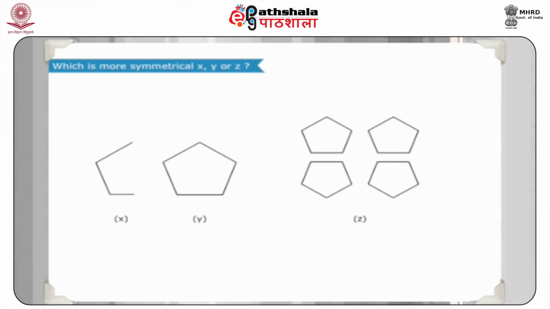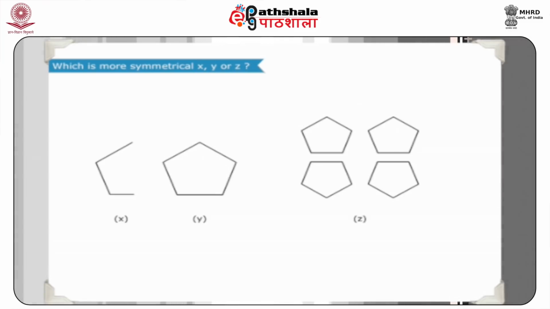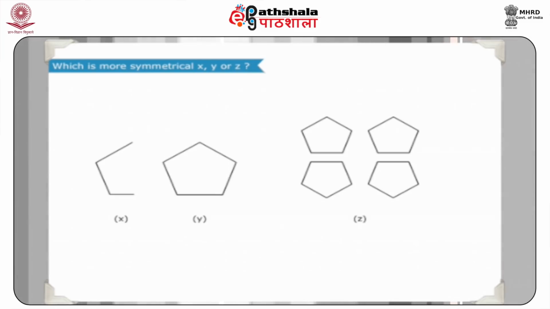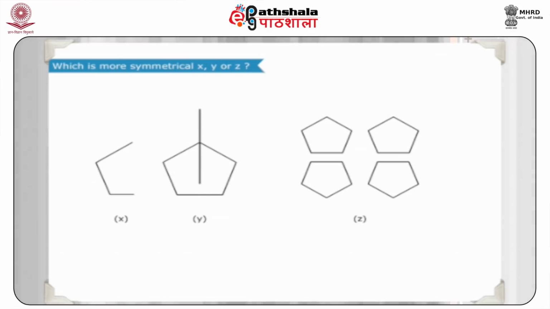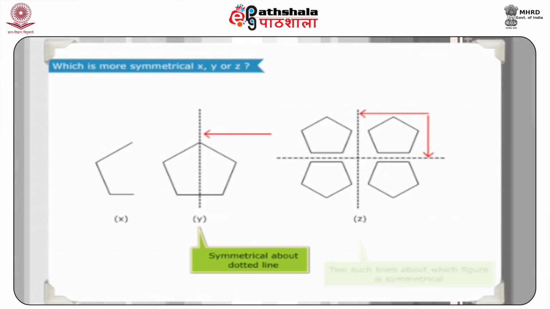How many lines can you draw in the figures x, y, z so that the figure looks symmetrical about these lines? Your answer will be that y is symmetrical about one dotted line and z has two such lines about which the figure is symmetrical.